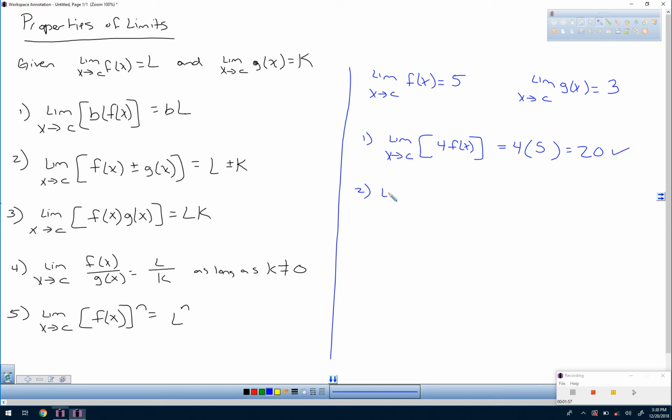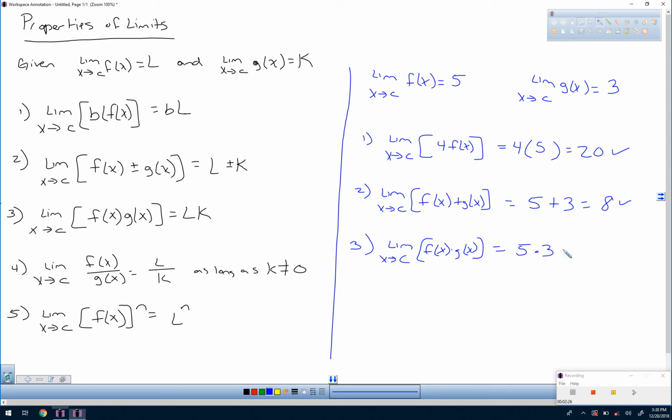For number 2, let's say I wanted you to find the limit as x approaches c of f of x plus g of x. Well, that would be simply the independent limits added together. So the limit of f of x we said was 5, plus the limit of g of x we said was 3, so 5 plus 3 would give me 8. For the next one, let's say I want to find the limit as x approaches c of f of x times g of x. Again, since we know the limit of f of x is 5 and the limit of g of x is 3, so 5 times 3 is 15.